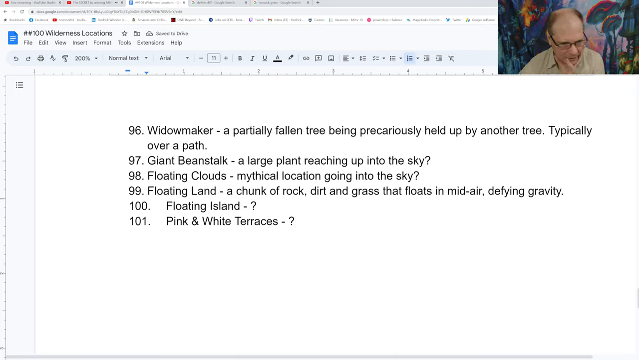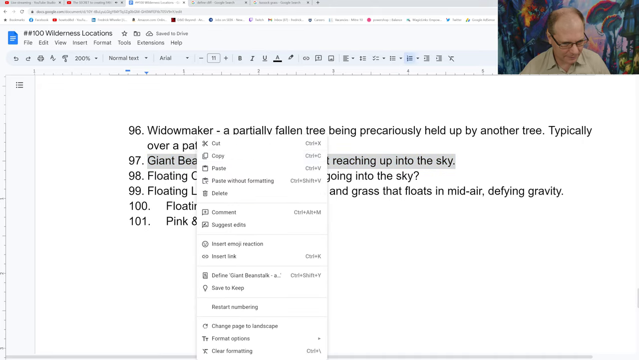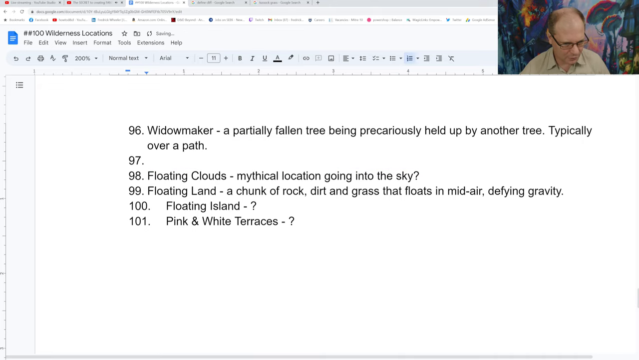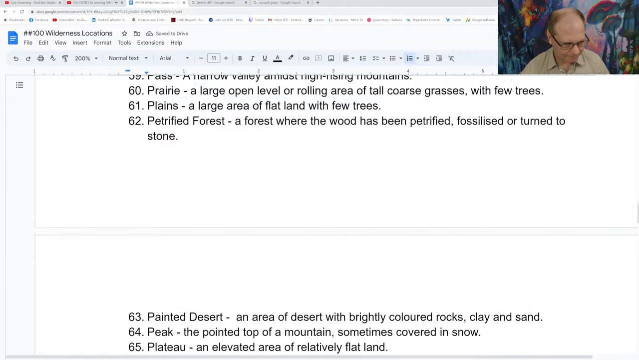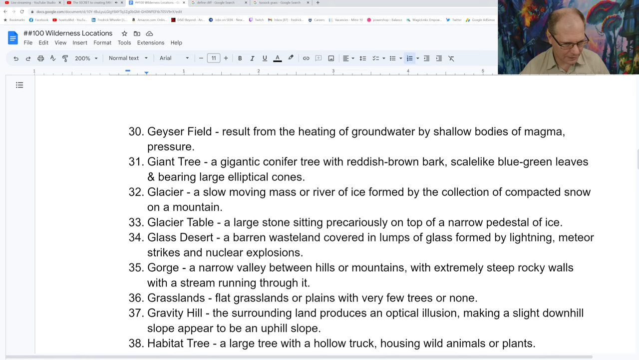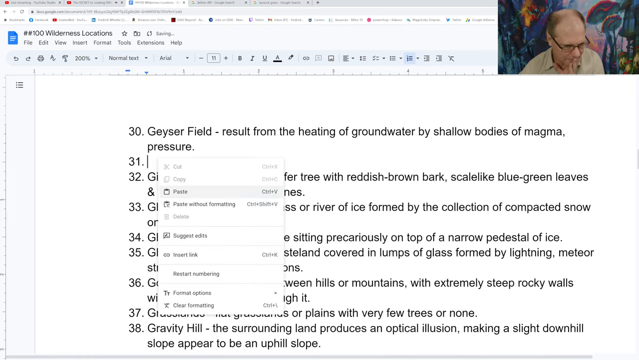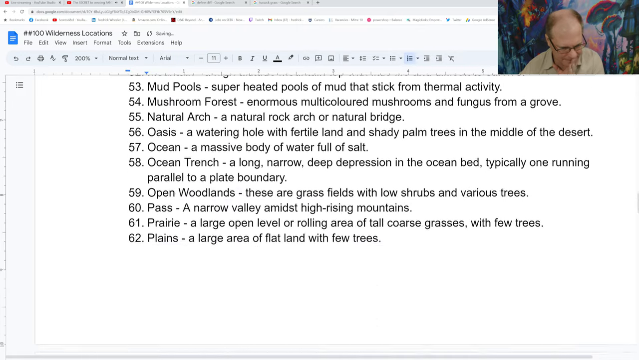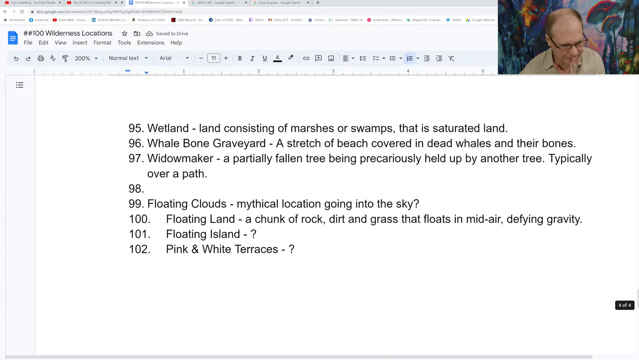Beanstalk. A large bean plant reaching up into the sky. We will include the beanstalk, people. Very fantasy-like, we will include the beanstalk. Cut giant beanstalk. Giant bean. There we go. Paste. There we go, it's in. And scrolling.